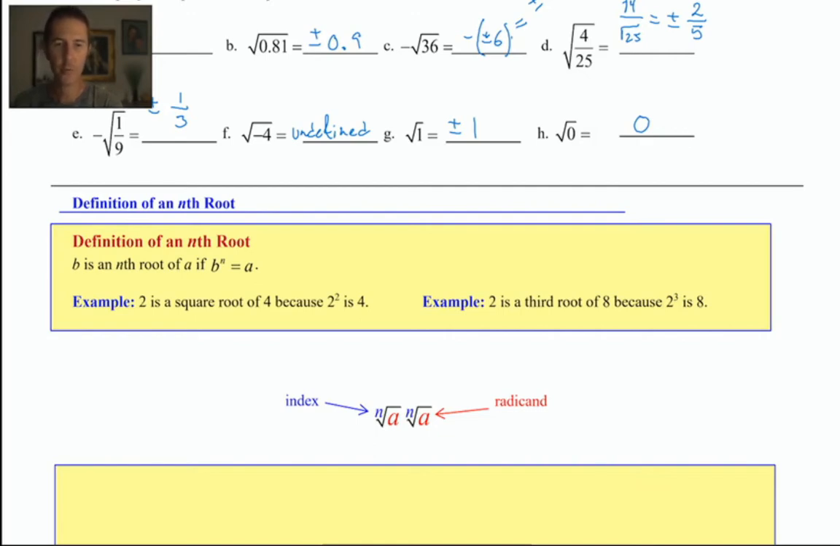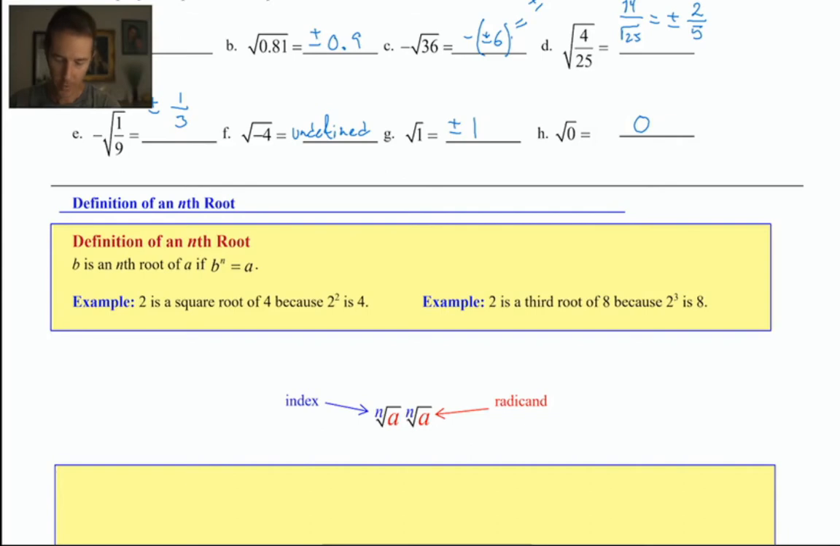2 is a square root of 4 because 2 squared is 4. Squared, square root. Let's look at the second example. 2 is a third root, or a cube root of 8, because 2 to the third, or 2 cubed, is 8. So we see if we're allowed to go one direction by checking to see if we can go the other direction, forwards and backwards.